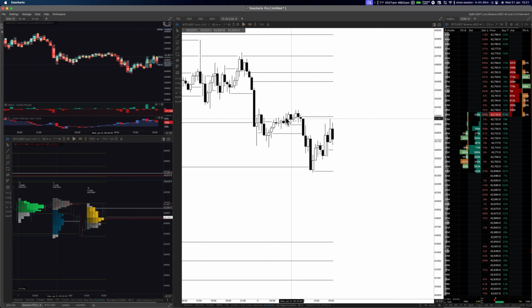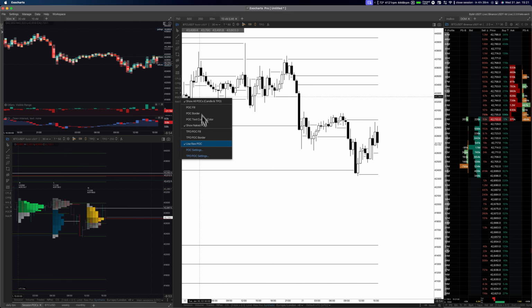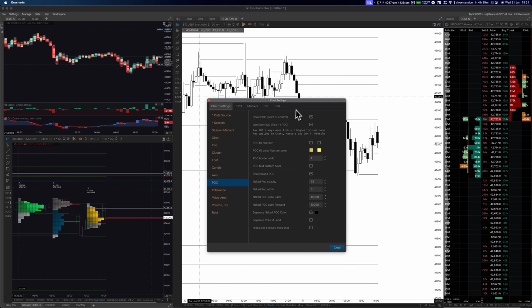Okay, so again, I was going to show you this. This is obviously the concept. To actually access this, what you'd want to do is go to POC settings, and then you can dive into all of this here within XO Charts. And you can make sure this is checked off so that the POCs only use the raw tick and are not affected by your actual tick size on the chart.